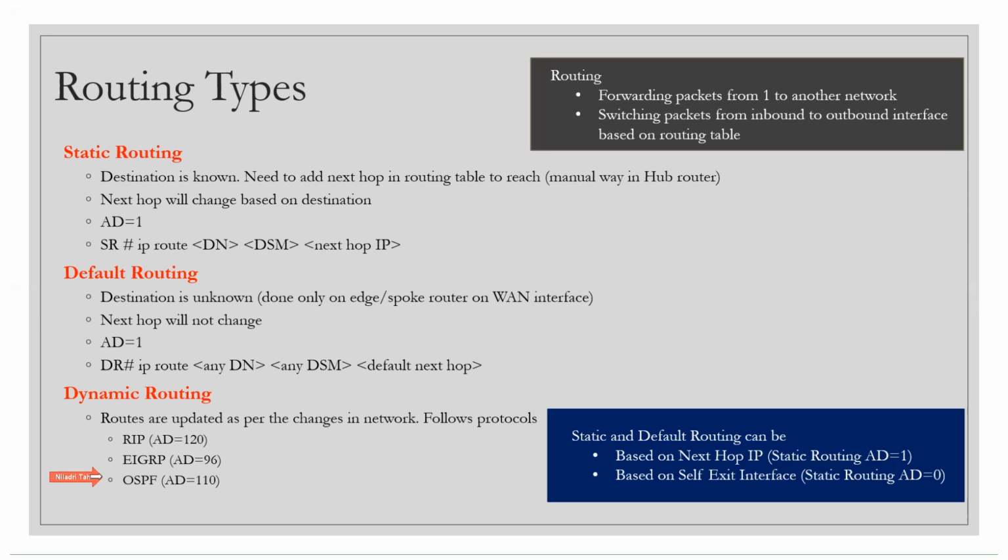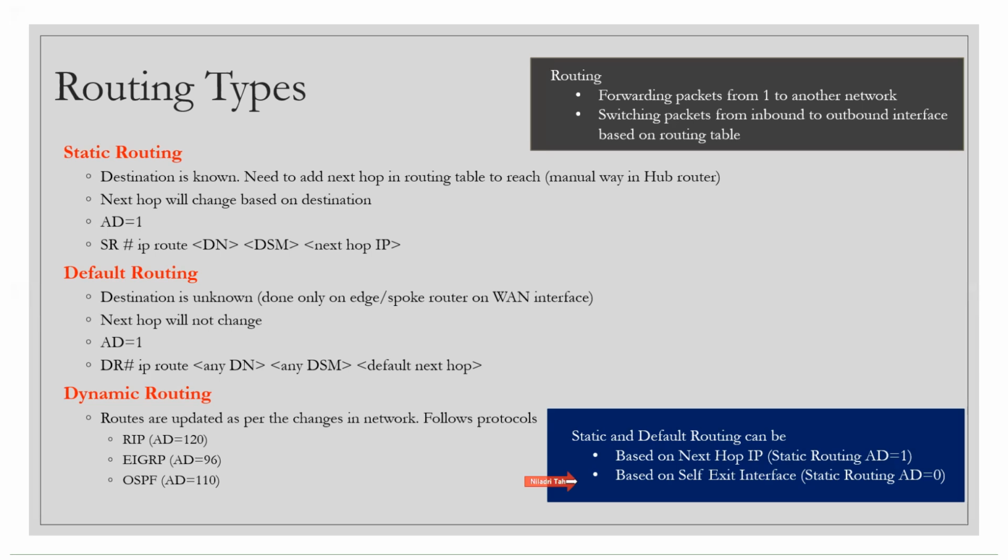Now, one more thing which I want to talk about here is the static and the default routing. Now we know that for static and default routing, if you want to make it work, the command says default next hop or next hop IP, right? You need to have either the next hop IP, that's one way. And the second way is that it's based on the exit interface.